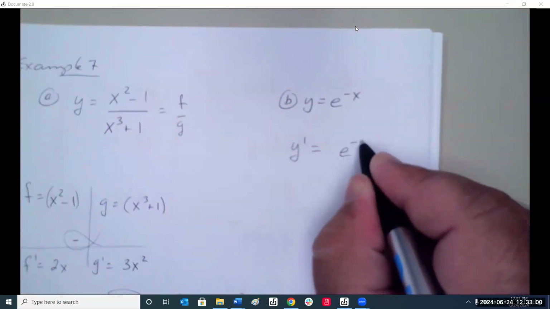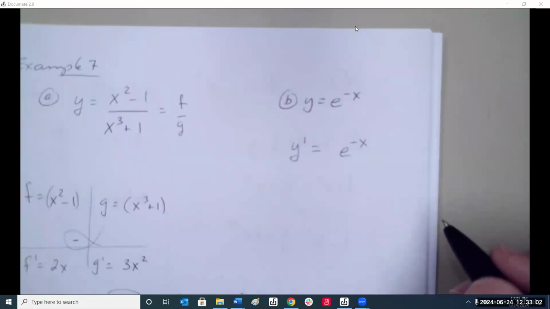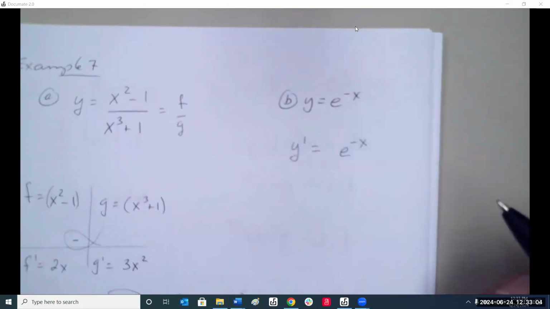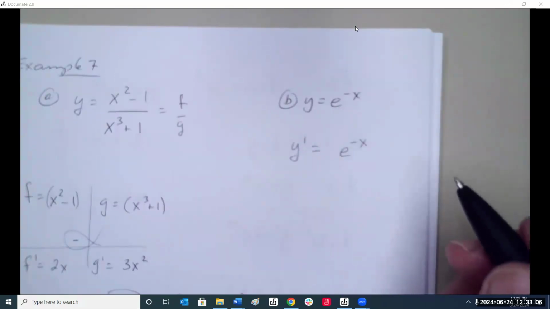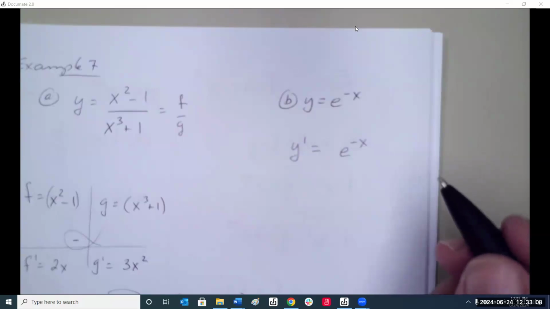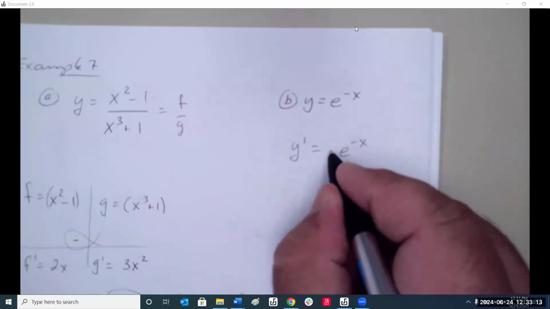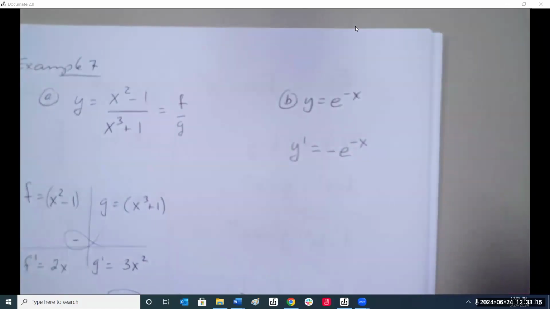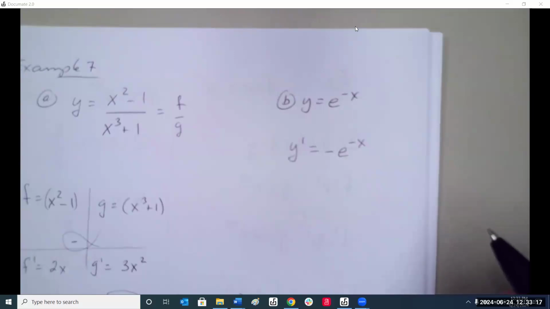We know it has to be e to the power negative x. The derivative of negative x is -1. So it's negative e to the power negative x. So far, so good.